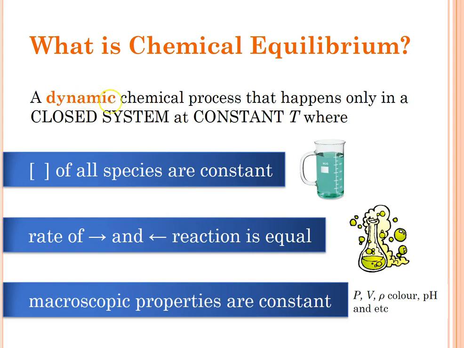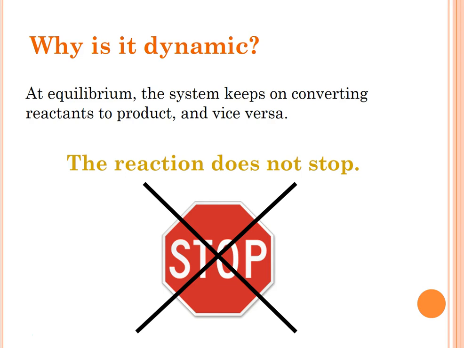It is a dynamic chemical process that happens only in a closed system at a constant temperature. What does it mean by dynamic? Dynamic refers to a system which keeps converting the reactants to products and products to reactants. In other terms, it means that the reaction does not stop.